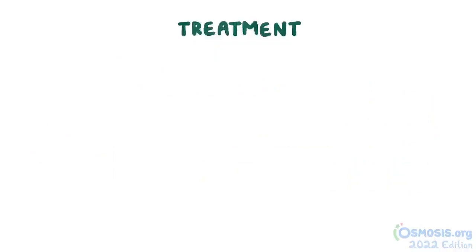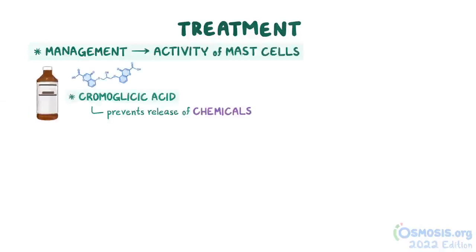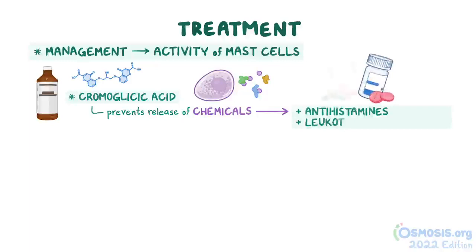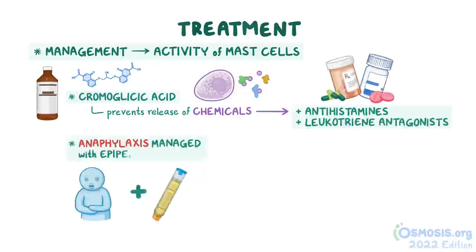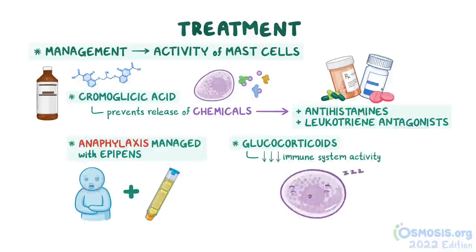Treatment for mastocytosis centers on management, particularly the activity of mast cells. Chromoglycic acid can be used to prevent the release of chemicals. But if chemicals are released, their effects can be dampened by medications like antihistamines or leukotriene antagonists. Anaphylaxis can be managed using EpiPens. In some cases, glucocorticoids may be used to reduce immune system activity.